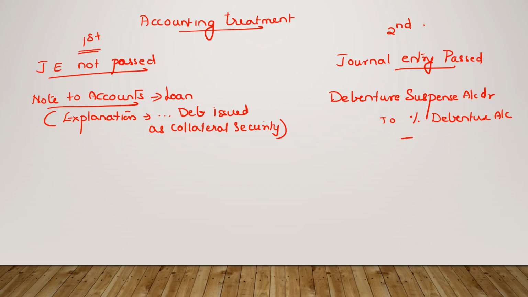So this is how there are two varying accounting treatments. On the basis of the treatment they ask for in the question, if they say the company decides not to pass a journal entry, then you would have to take up this accounting treatment in the balance sheet. And if they say the company has decided to pass a journal entry, then you will have to pass this journal entry and show its effect in the balance sheet. Now let us understand this concept using a question. It will be more clear.